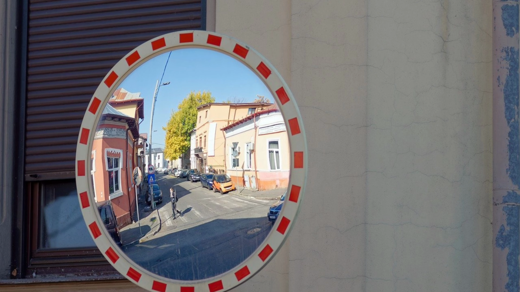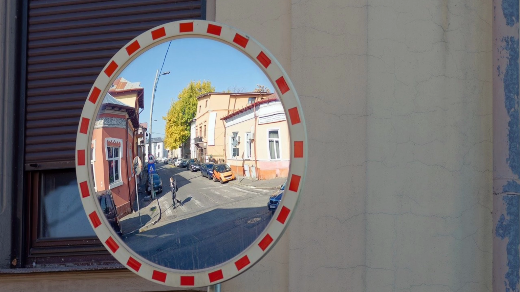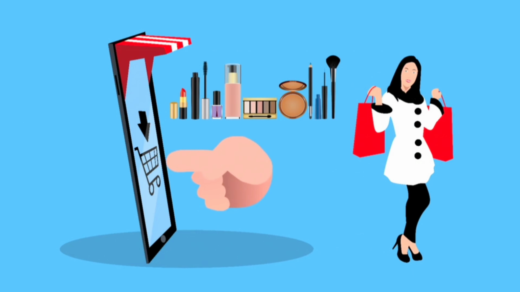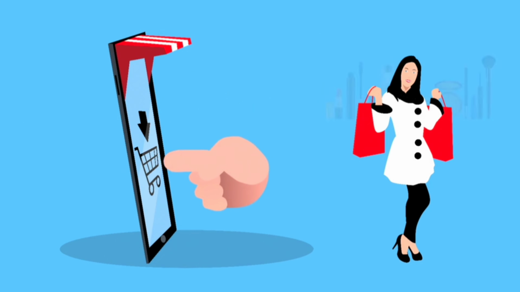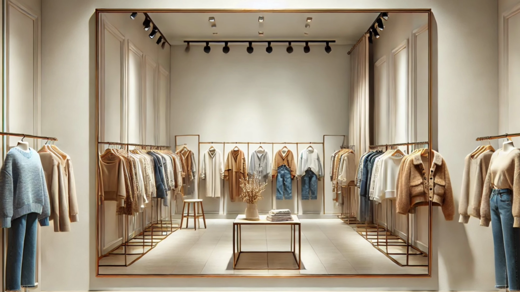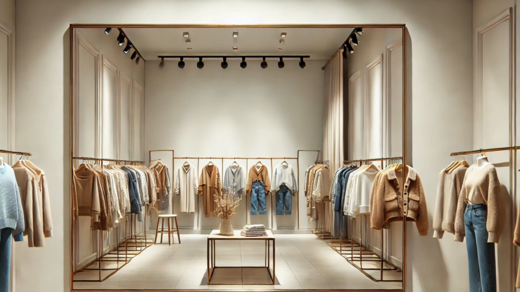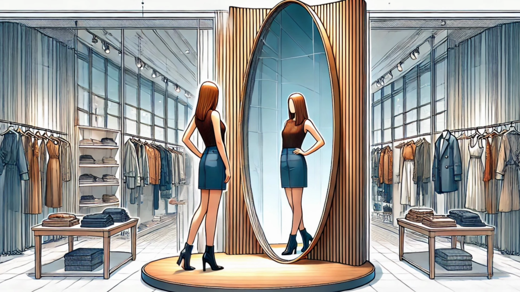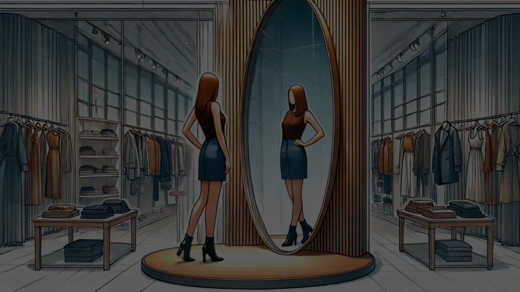Mirrors are selected and used depending on their purpose. For example, in a clothing store, both convex and concave mirrors are used for different purposes. Convex mirrors are often placed on walls to make the store look more spacious, while concave mirrors are commonly used in fitting rooms to create a flattering reflection of the customer.